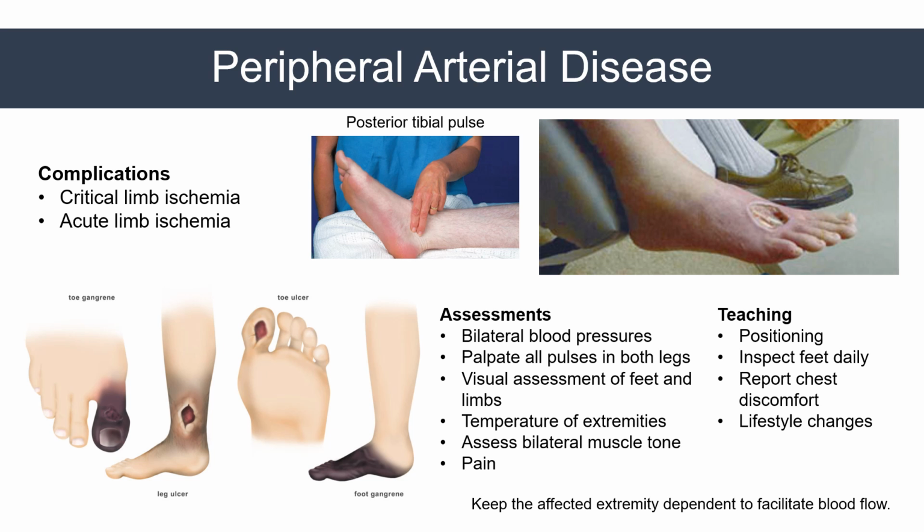We also want to have them inspect their feet daily because of the poor blood flow down to the limb, most distal from the body. Ulcers can develop, so we want to make sure that they're checking that out. They should report any kind of chest discomfort because, again, with peripheral artery disease, you're likely to have other vessel issues, and we don't want the heart to be forgotten, right? If they have chest pain, that can be something going on with those arteries. And then lifestyle changes. So same thing that we would suggest with atherosclerosis: limit alcohol, stop smoking, exercise, and all of those other teachings that we went over.